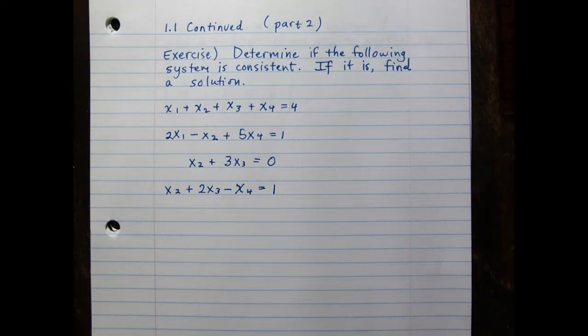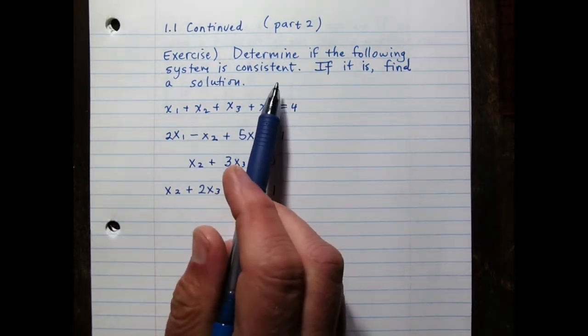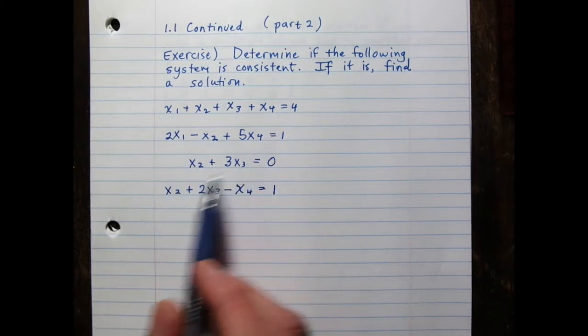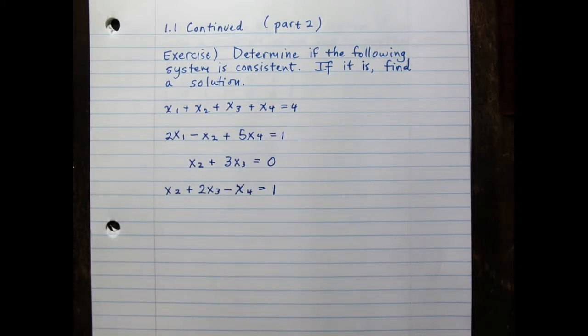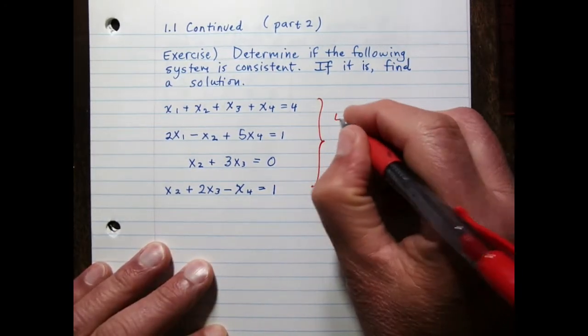Now let's begin working on an actual problem. We're going to do this exercise. Determine if the following system is consistent. If it is, find a solution. So you can see here we have a system of 4 equations and 4 variables.